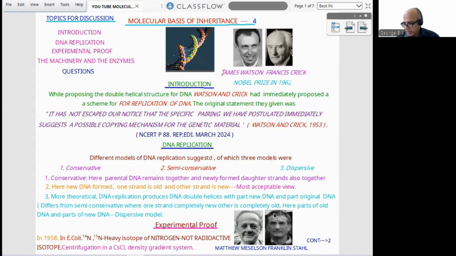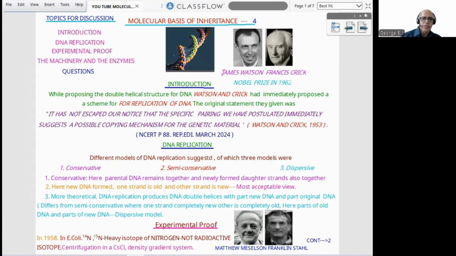Second is semi-conservative. Here in the new DNA formed, one strand is old and the other strand is new. This is the most acceptable view of the structure of DNA replication. Third, a more theoretical method, is dispersive. DNA replication produces DNA double helices with part new DNA and part original DNA. Now it differs from semi-conservative, where one strand will be completely old and the other strand completely new. But in the third method, dispersive, parts of old and new are mixed up like a dispersion. Hence the name dispersive. So the most acceptable is the semi-conservative model of DNA replication. I think it is clear.